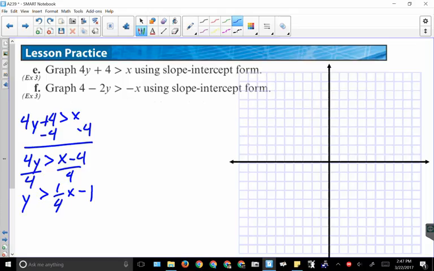So, y-intercept is at negative 1, slope 1 over 4, up 1 over 4, 1, 2, 3, 4. Up 1 over 4. Back it up.